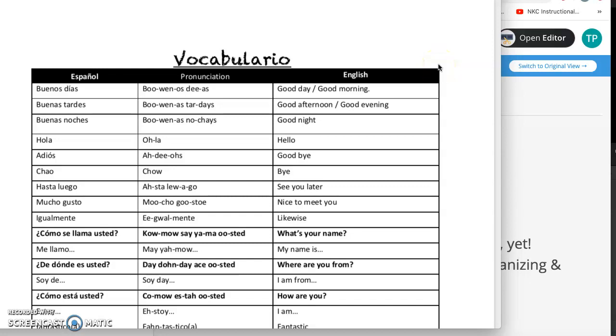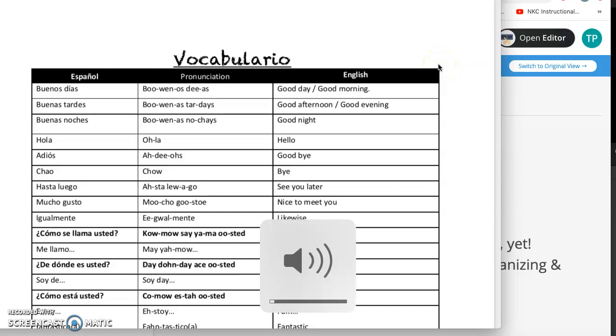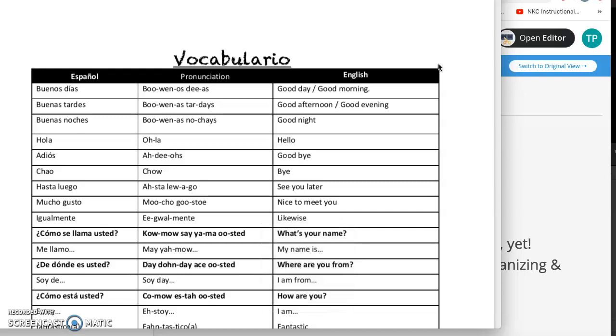Today we're going to continue studying Spanish vocabulary. We're going to expand on the vocabulary that you already have, which is numbers and months, and we're going to take a look at some other words and phrases. So I'm going to go over the new vocabulary. You see it up here on my screen.